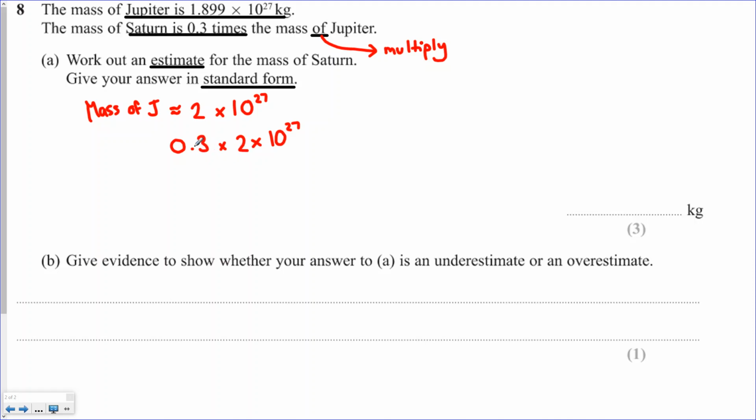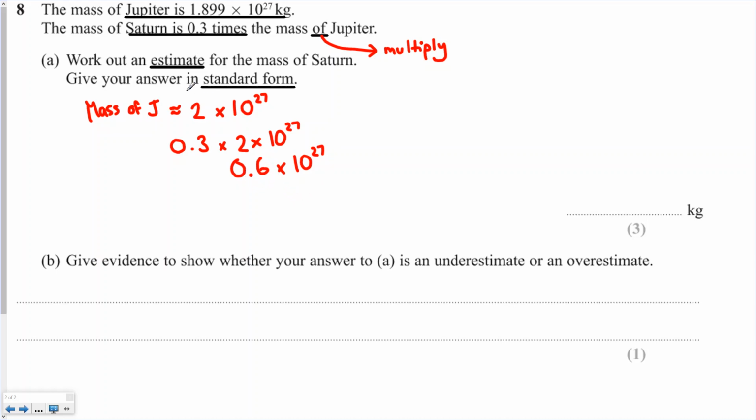One method you can use is, imagine there isn't a decimal point, so you do 3 times 2, which is 6, and then you can put the decimal point back in. Essentially you're timesing this 0.3 by 10 to make it 3. 3 times 2 is 6, and then you're dividing your answer by 10. So you're going to have 0.6 times 10 to the power of 27.